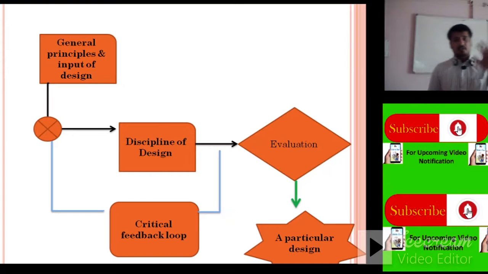That means the first stage is design principle and input of design. Then we have the discipline of design, then the evaluation stage. If any problem is there, then we have the critical feedback loop, and again it goes through the process, and at last we have a particular design stage.